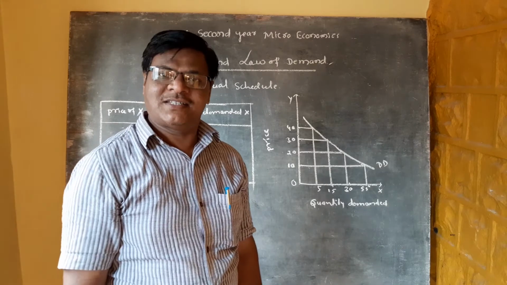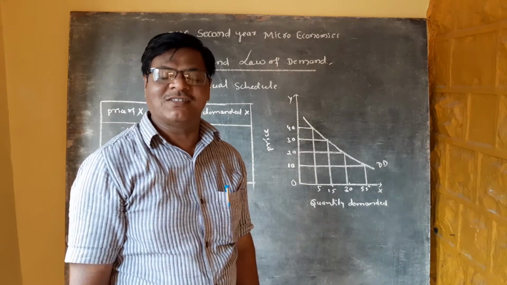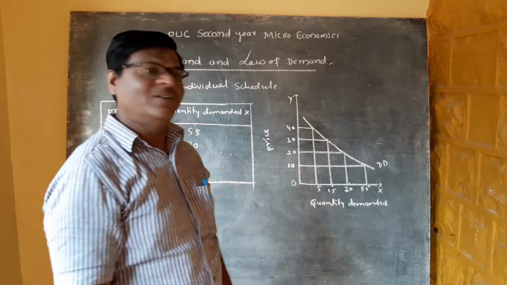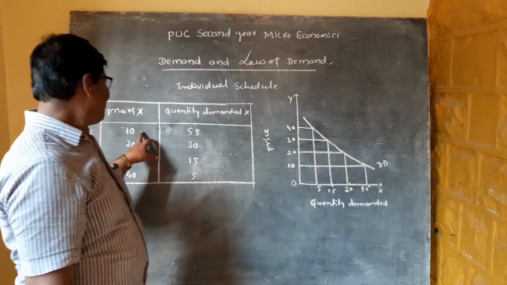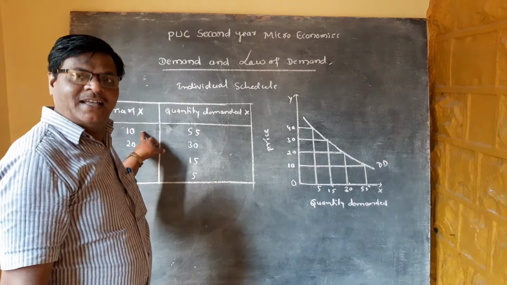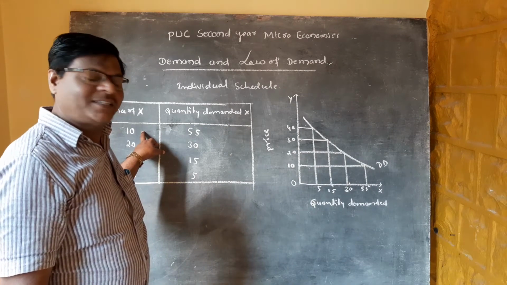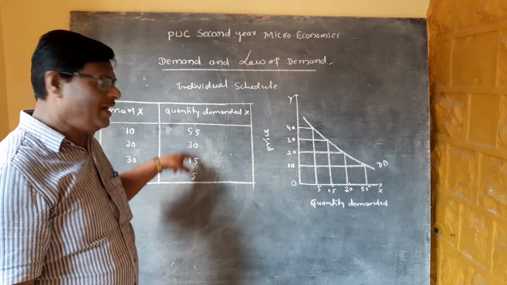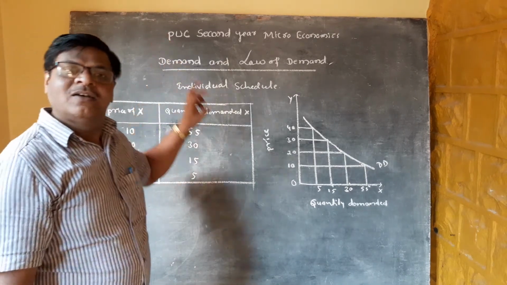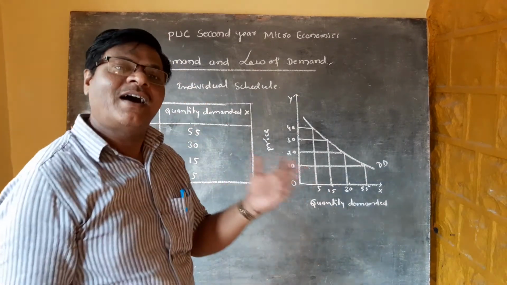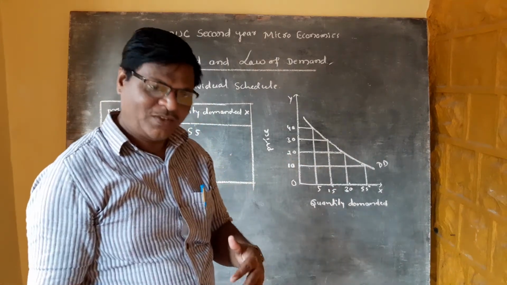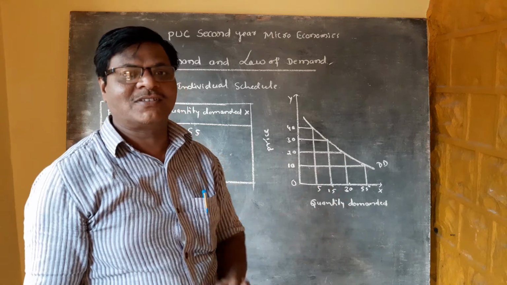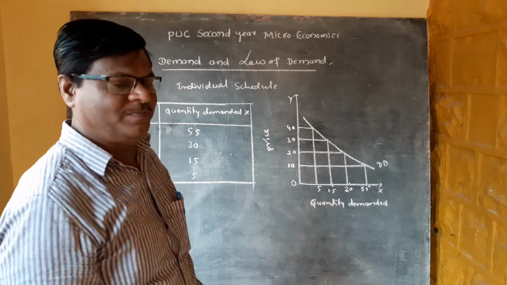When the price rises, demand falls. When the price falls, demand rises. When the price of a commodity is high, the demand is low. When the price is low, the demand is high. That is called the law of demand.